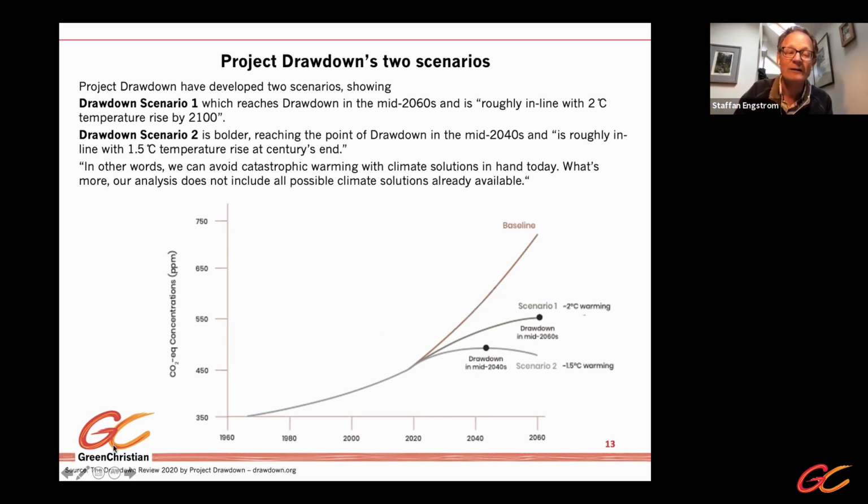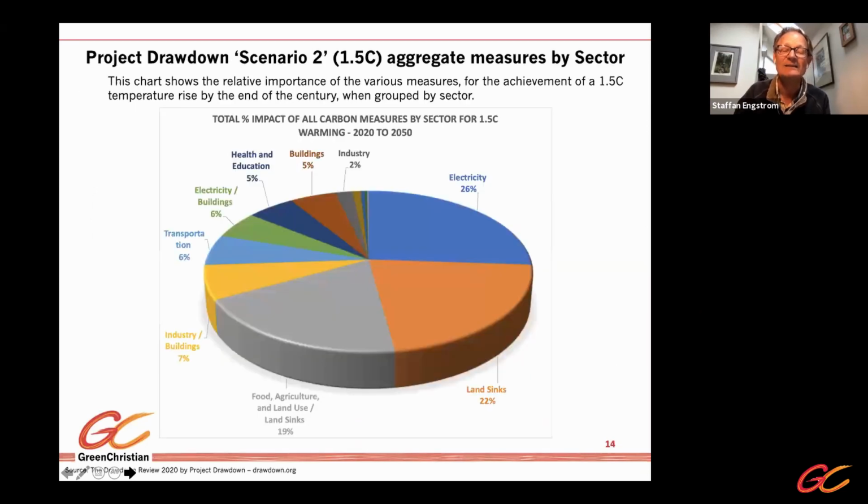And what we've done is look at that second scenario to say, what are they saying needs to happen? So scenario two, 1.5 aggregate measures. If you look at it, first of all, at the very high level, the relative importance of the various measures to get a 1.5. What you get, I always like to see this aggregated, is that measures around electricity, mostly renewable electricity, is at the top of the shop.